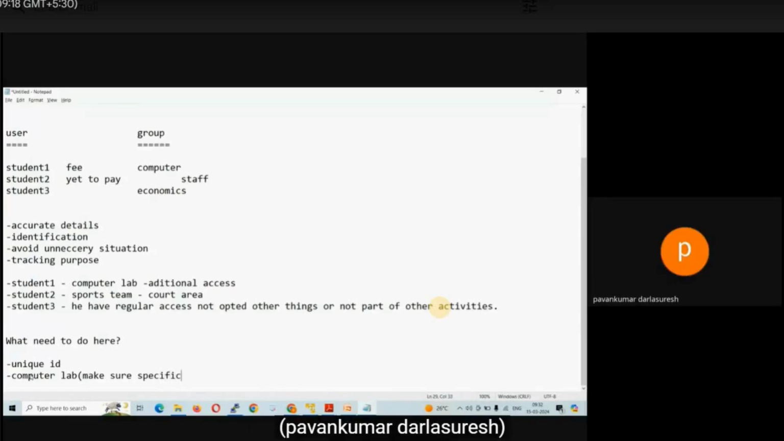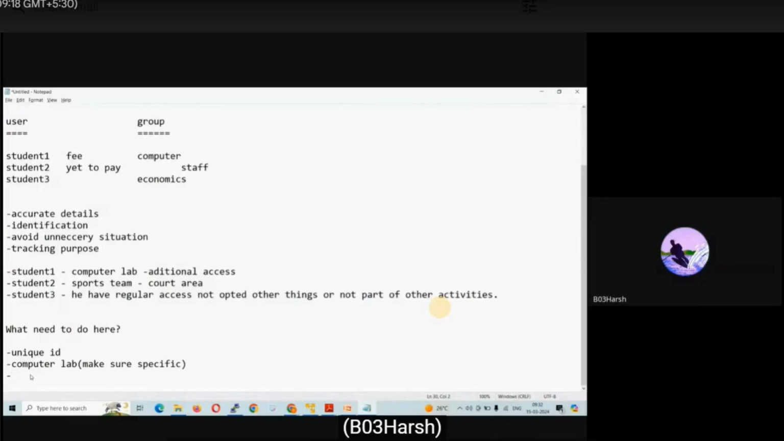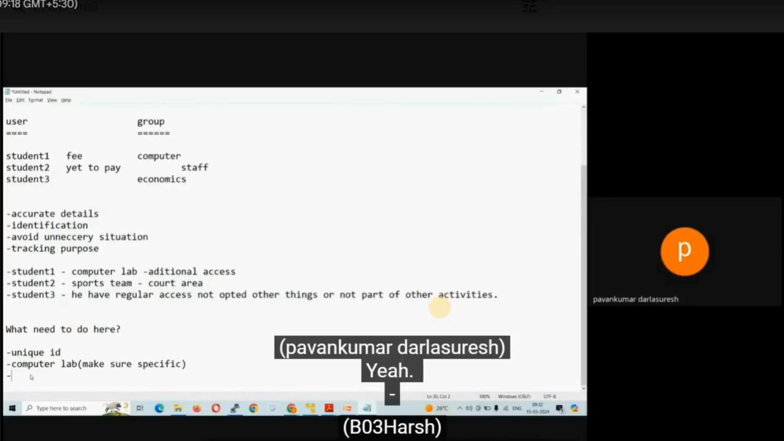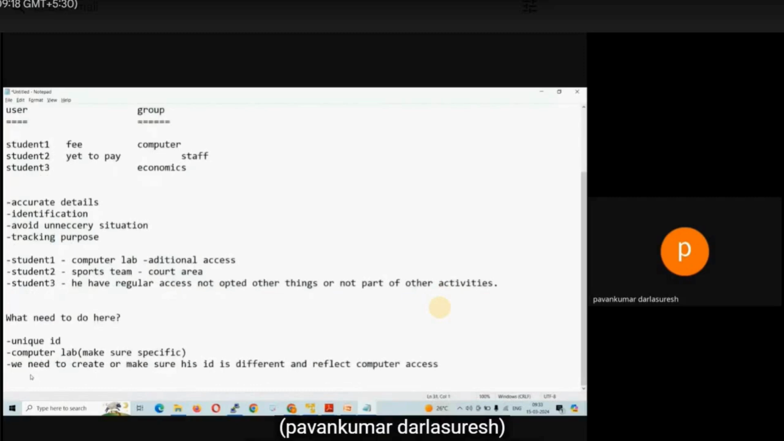Can you come again? For the computer lab, there will be a different ID for student 1. For the sports team, there will be a different ID, and for regular, there will be a different ID. So you are saying that we need to make sure his ID is different and reflects computer access, right? Yes.